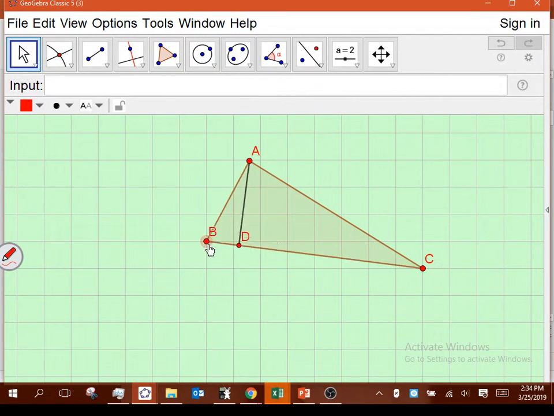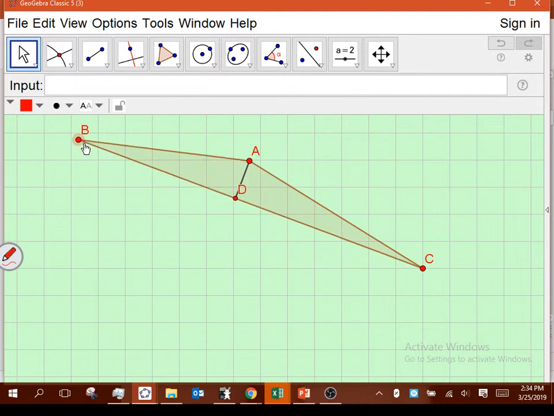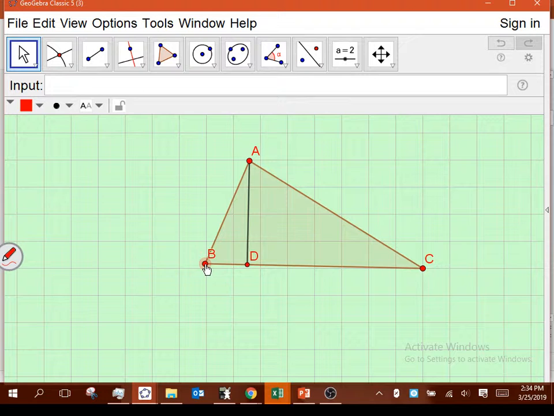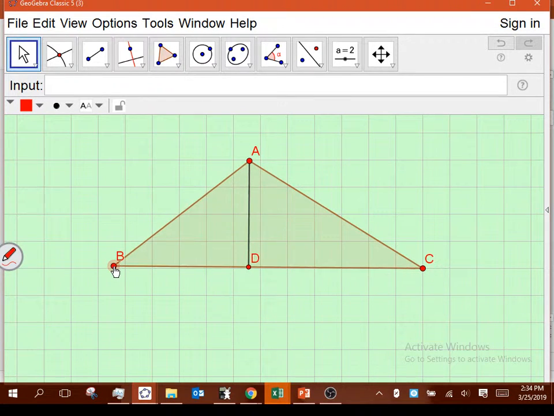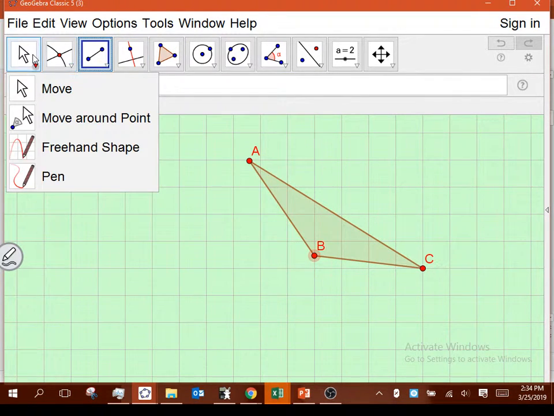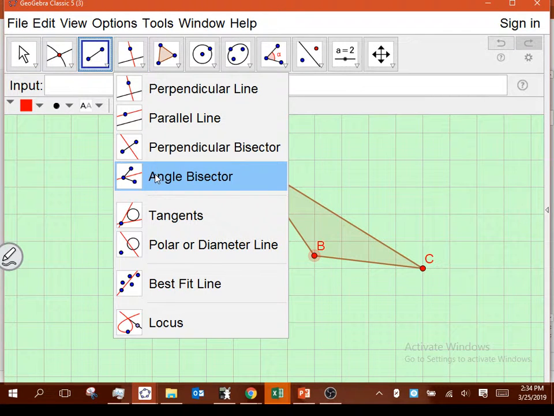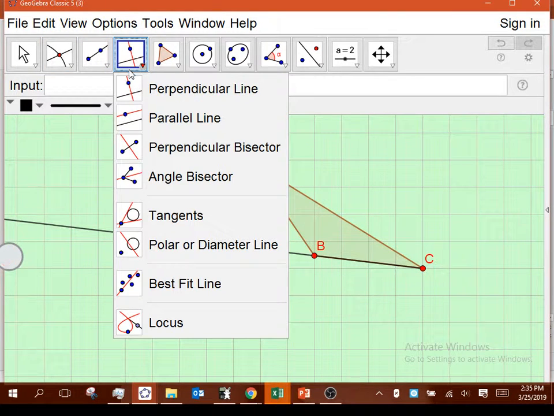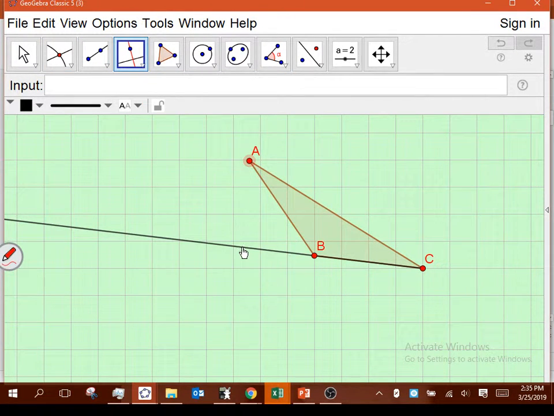Now, as I change the triangle, that altitude now disappeared, right? The reason it disappeared is because it's on the outside of the triangle here. So I haven't created this well enough to get it to show up. So let me extend this segment as a ray. And now perpendicular there to there.